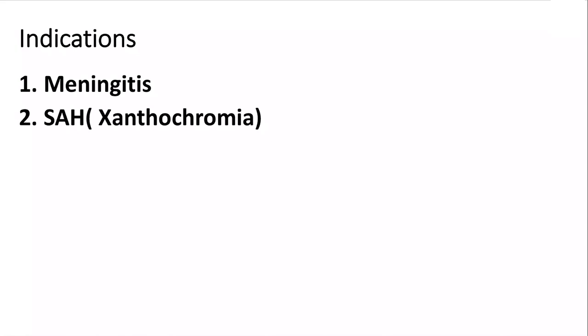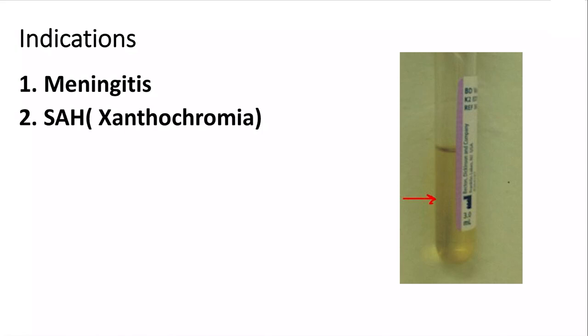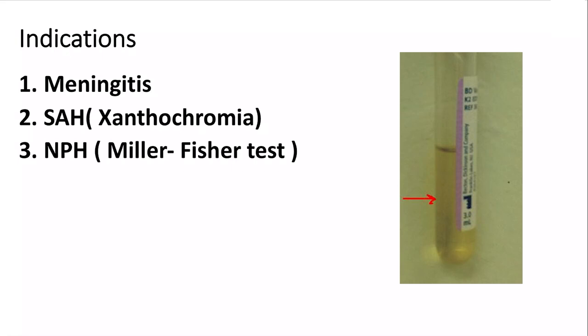You see, if you are in a peripheral center, you do not have imaging facility available and the patient has also presented late after 24 hours, then the RBCs are going to break down to produce bilirubin that will produce a xanthochromic CSF. So it's only for a delayed presentation of subarachnoid hemorrhage or a delayed arrival of the patient that lumbar puncture would be required.